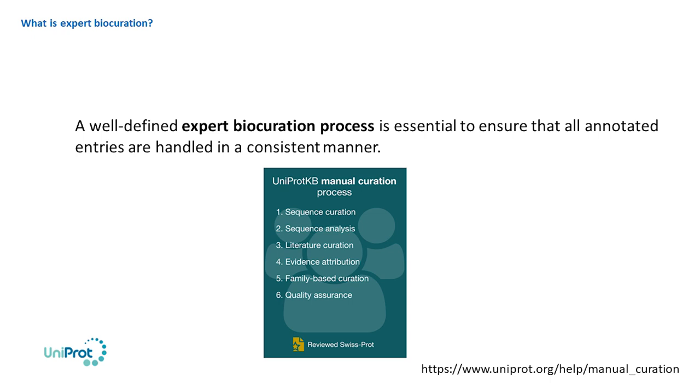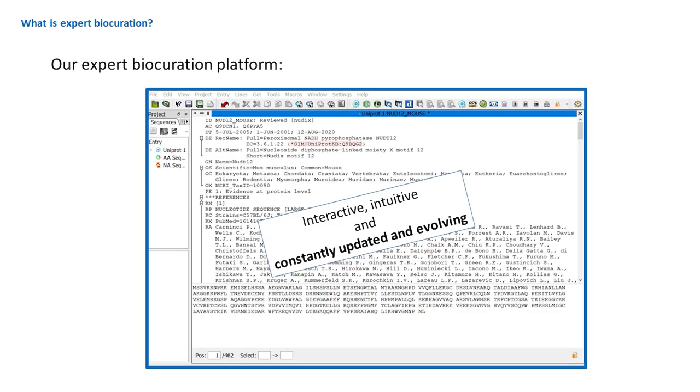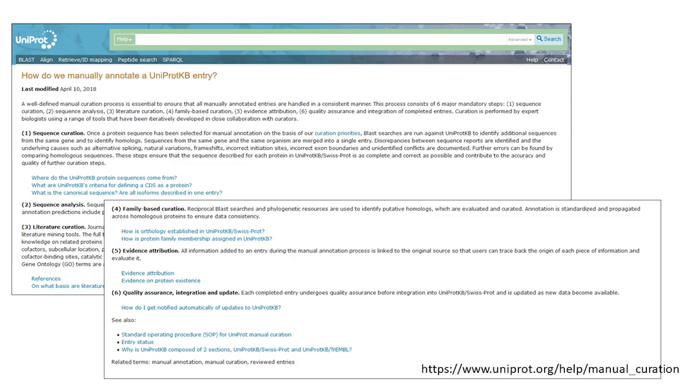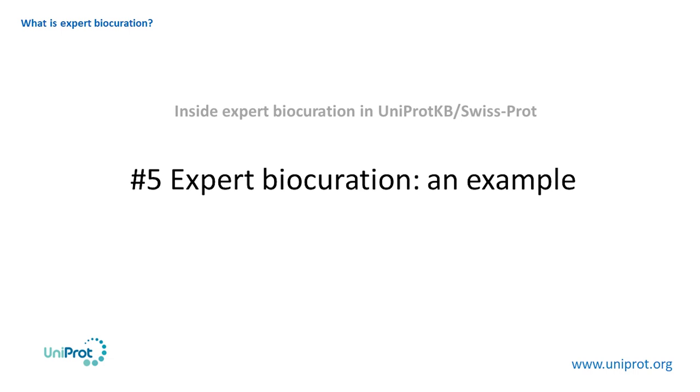A well-defined expert curation process is essential to ensure that all entries annotated by expert curators are handled in a consistent manner. Swiss-Prot curation is performed by expert biologists using a wide range of tools that have been iteratively developed in close collaboration with biocurators, integrated in a dedicated biocuration platform. Documentation on our standard operating procedures is available via the help section on the UniProt website. Now let's go ahead and discover the different steps of this biocuration process with an example.